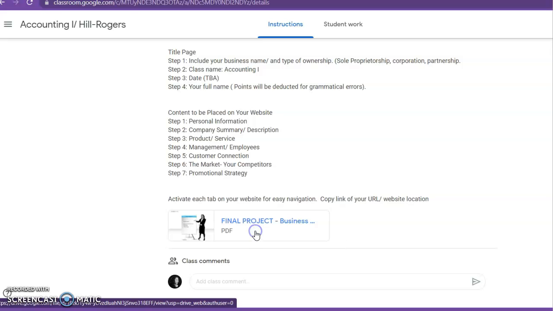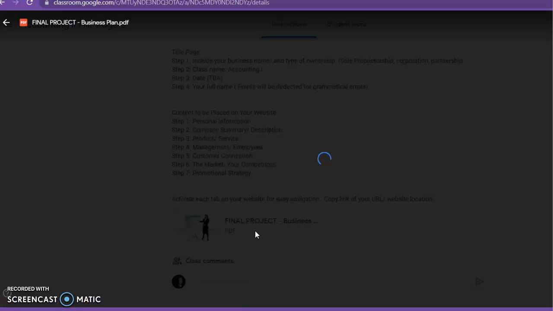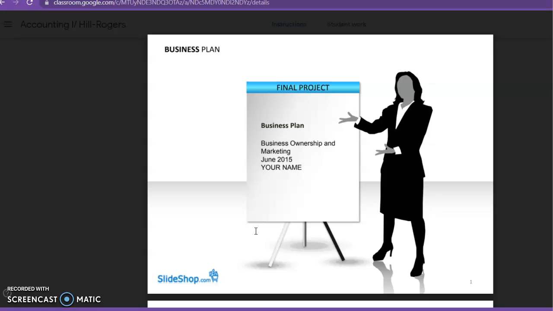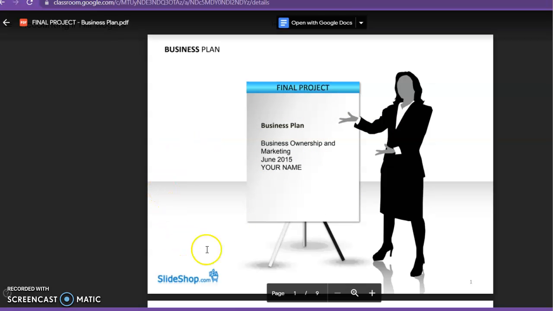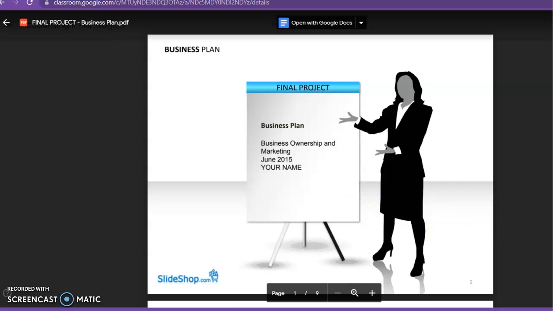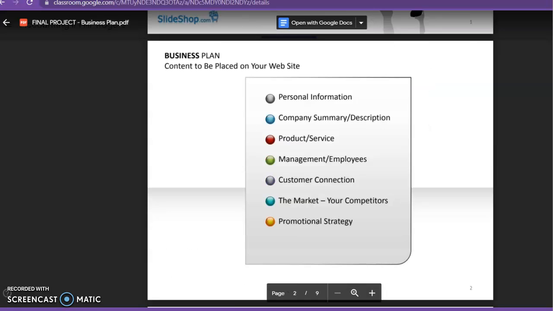Now, let's look at the actual handout or slide which we're going to go through quickly, and we're going to look at each component within this final project. As I mentioned in the last video, the first page of your website should include the business name and ownership, the date, and your full name, or you and your partner's full names. That's only if you have a partnership. If it's a sole proprietorship, only your name should be there.